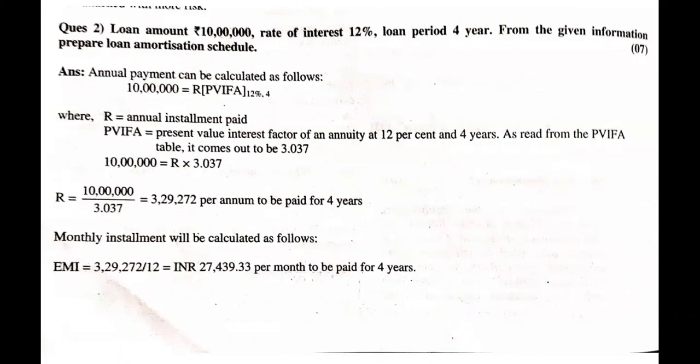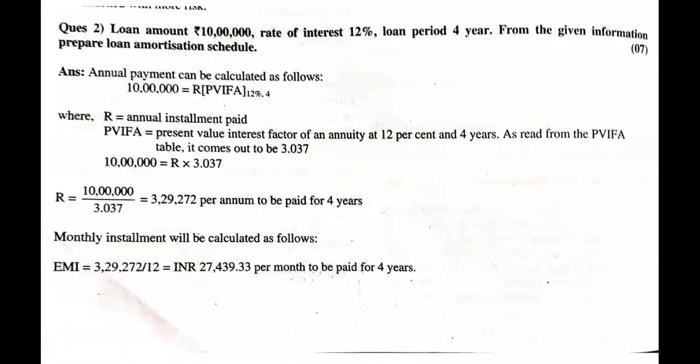So that is, loan amount 10 lakh equals R into PVIFA, 12% is the rate of interest, comma 4 years. R is the annual installment paid. PVIFA for 12% for 4 years comes to 3.037. I have sent the chart in the group. When you go to the chart, you can find it for 12% for 4 years in the PVIFA table. That is 3.037.